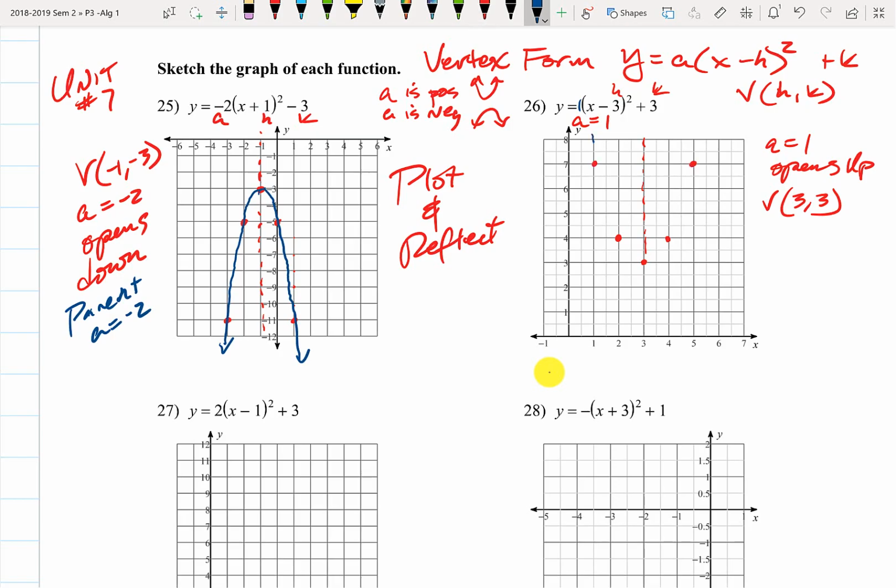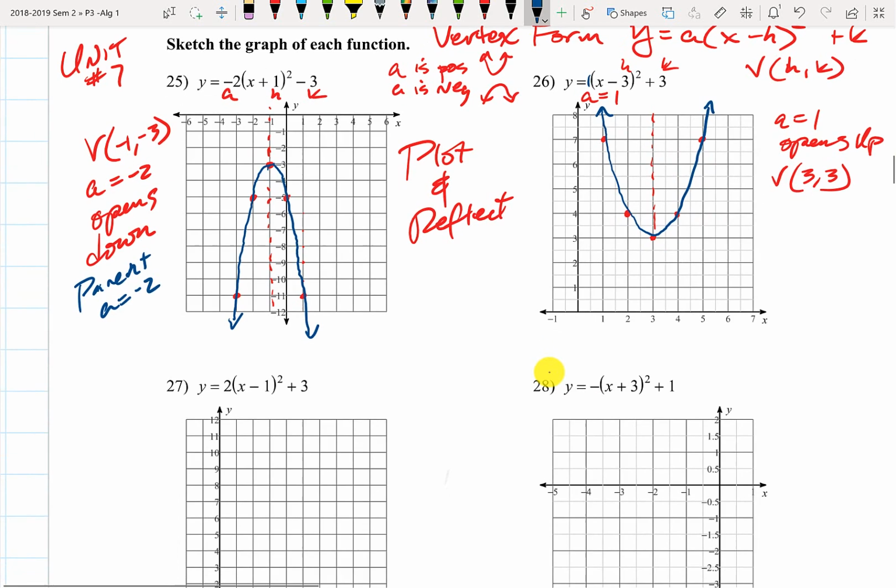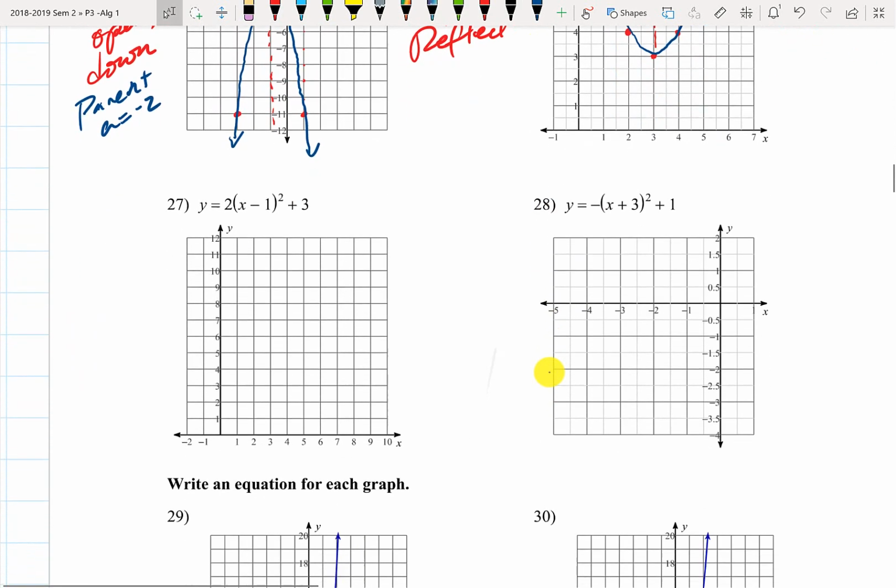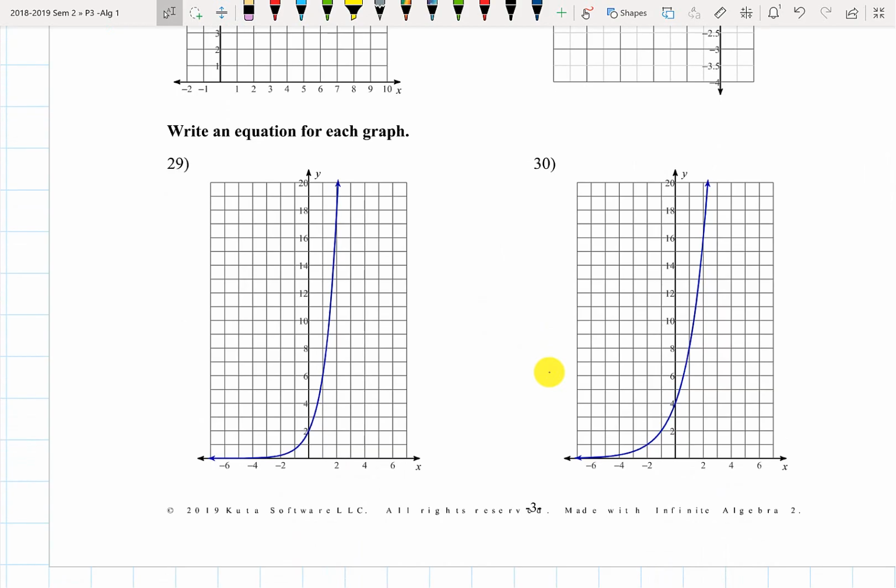You guys should be able to graph these things seriously in 60 seconds if you know what you're doing, if you guys actually paid attention and learned something. All right, because it's not that hard in vertex form. It's only hard in standard form. Okay, the next two are on you. You guys do that, okay, and check your work.